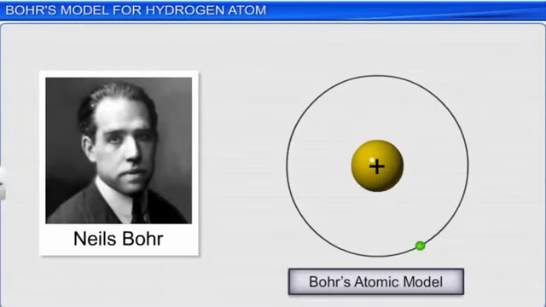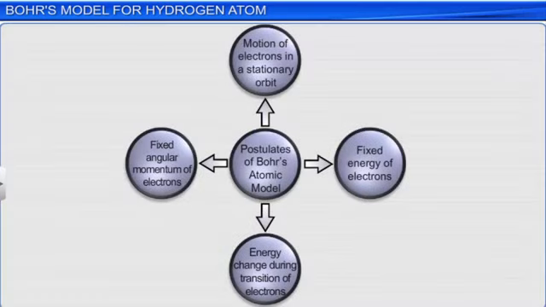In 1913, Niels Bohr proposed an atomic model that quantitatively explained the features of the structure of the hydrogen atom and its spectrum. The postulates of it describe the motion of electrons in a stationary orbit, fixed energy of electrons, energy change during transition of electrons, and fixed angular momentum of electrons.